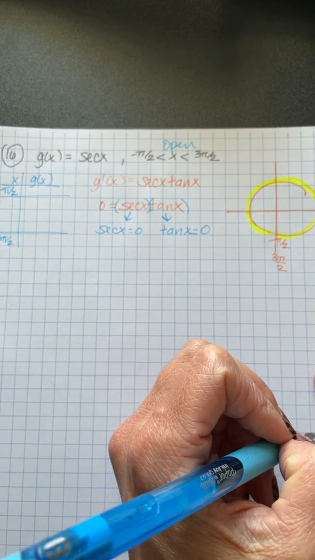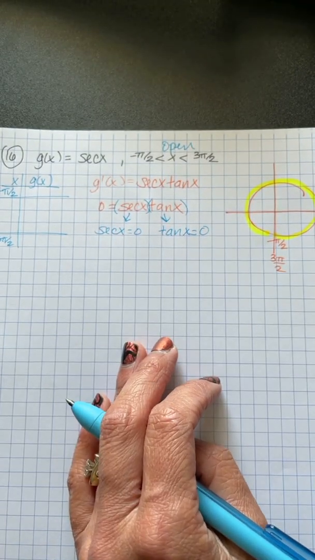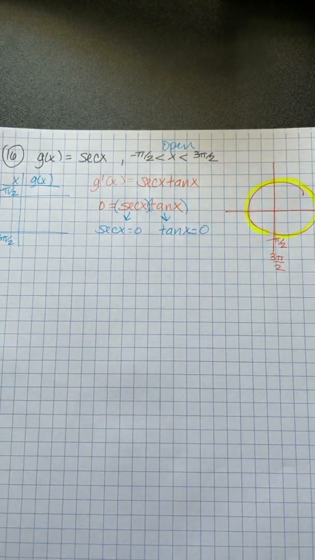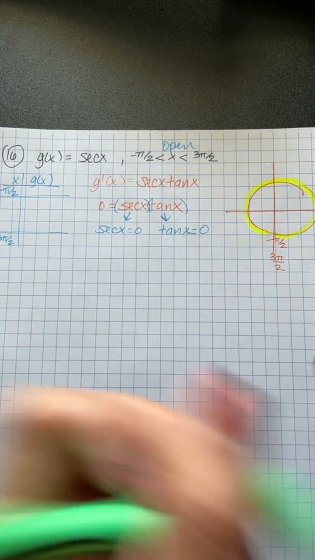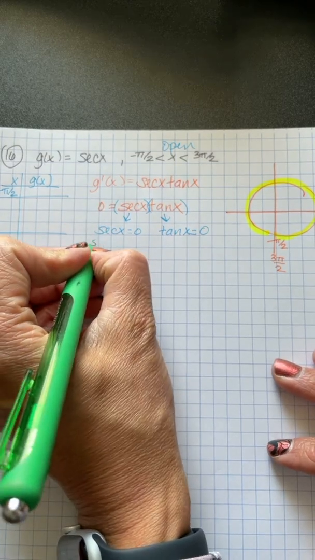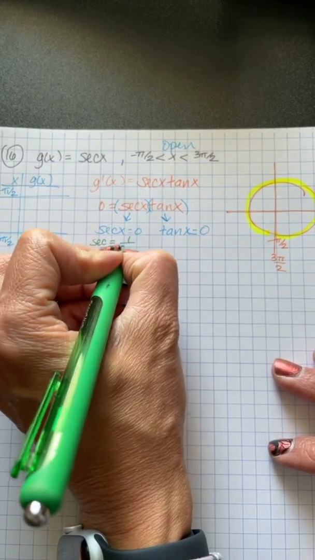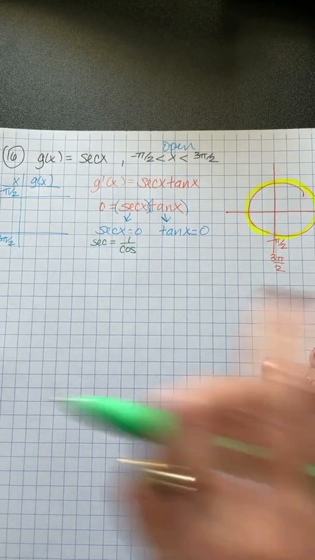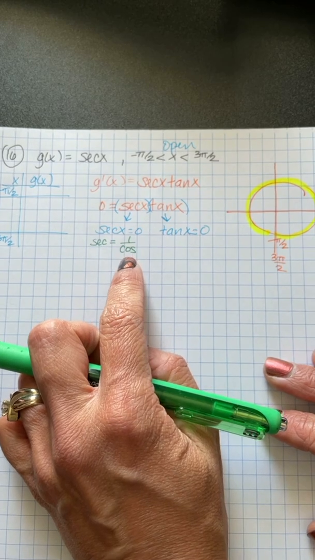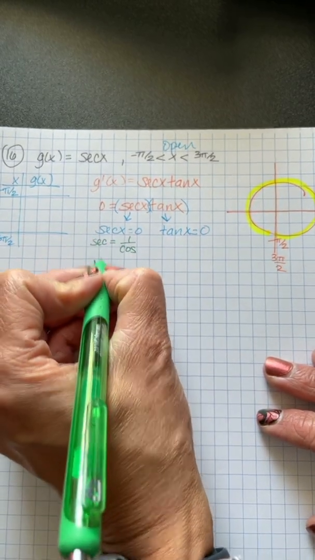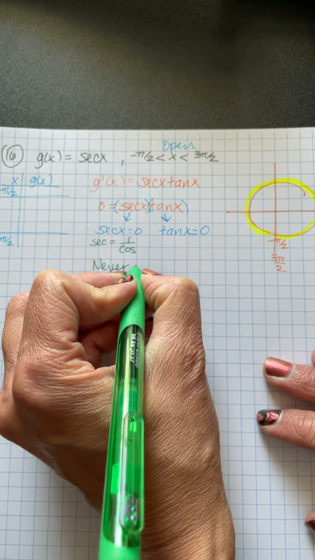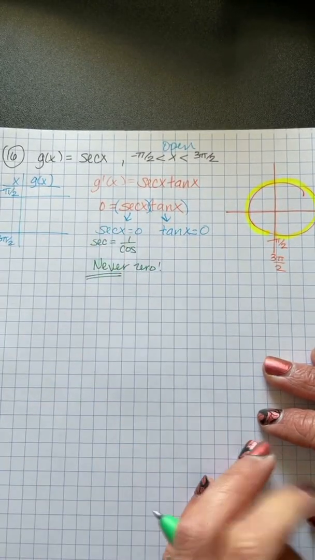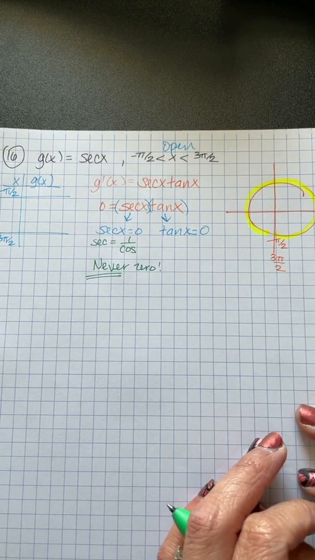Okay, and we need to figure out when each of these is going to be equal to 0. Well, secant is a tricky fella because secant is the reciprocal of cosine. It's 1 over cosine. But cosine can't ever be 0 then, because then it's in the denominator. It would make it undefined. So this one will never be 0. Okay, so I'm stuck there. I don't get any critical value out of that one.